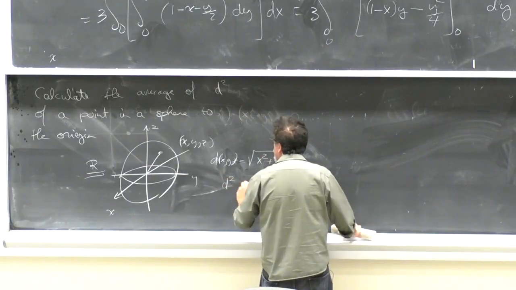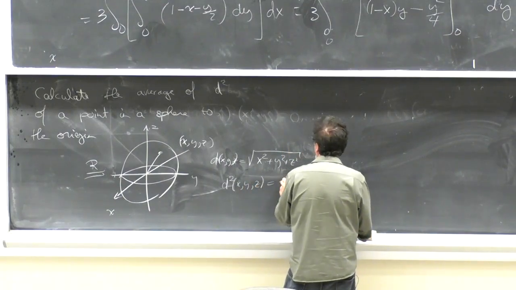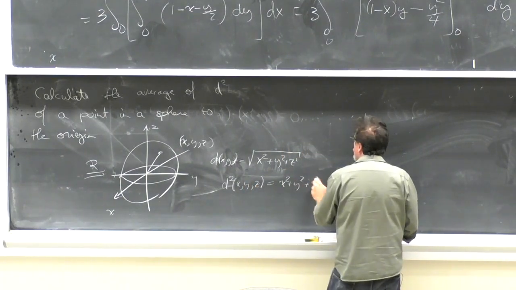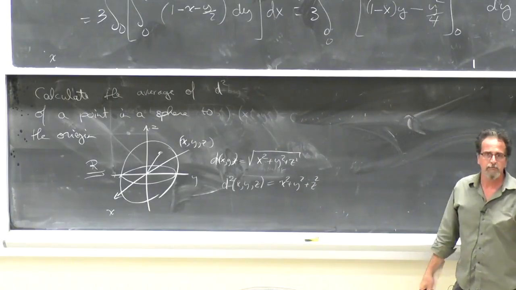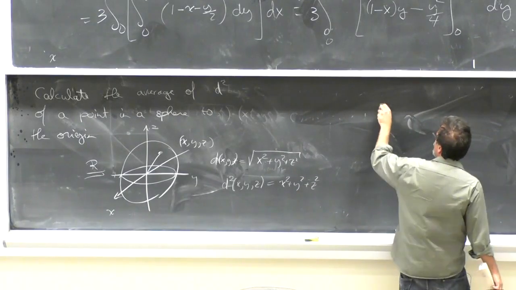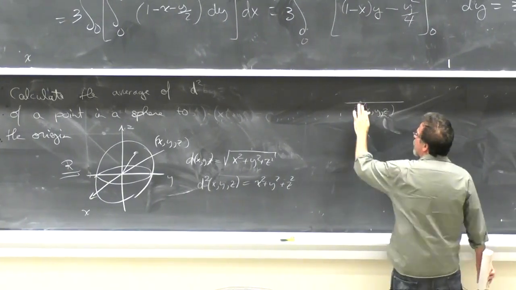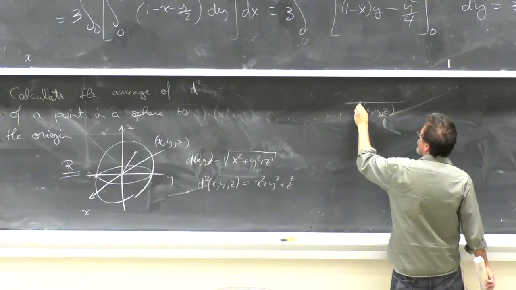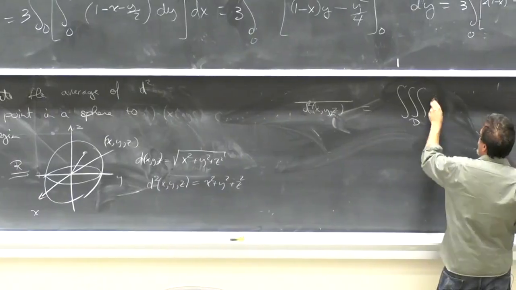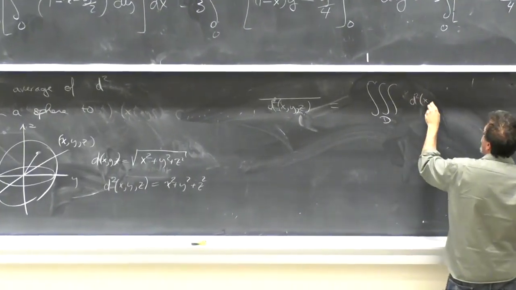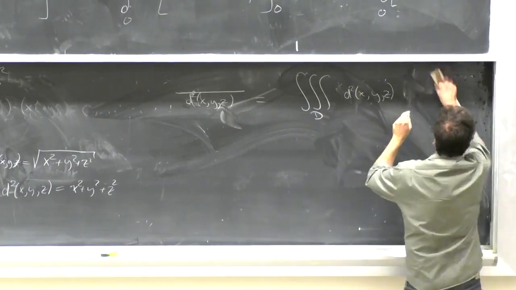I want to average d squared of x, y, and z, which is simply x squared plus y squared plus z squared. And the average of a function, so the average of d squared of x, y, and z, I denote with an overbar. That's just notation. It says average this thing. And that has to be the triple integral over the domain of the function d squared of x, y, and z, integrated with respect to the volume.